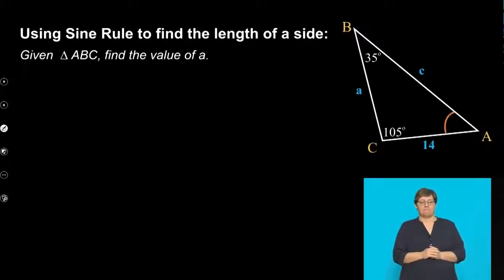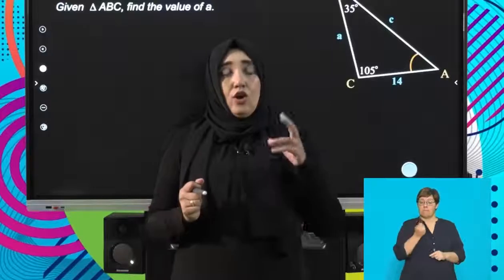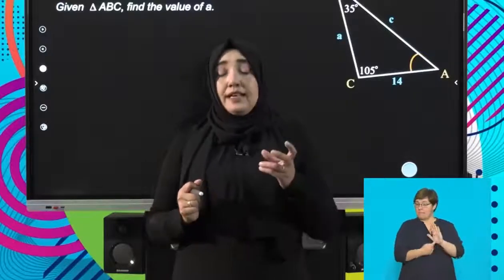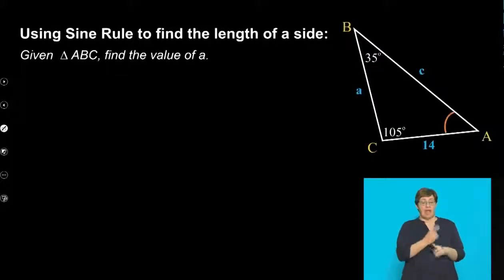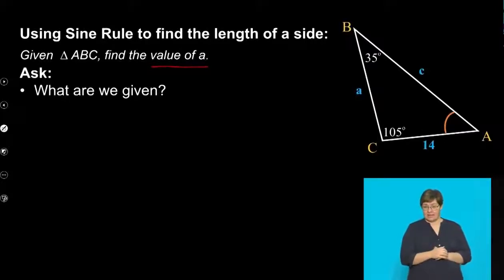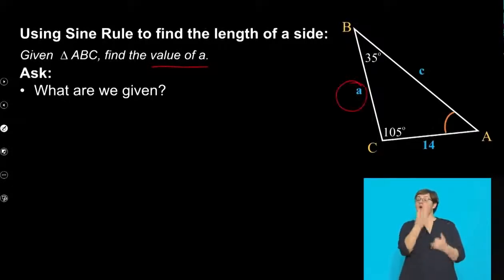Okay, so we found the length of one of the sides. Now we're going to use the same diagram and find the other missing side. So let's go back to our diagram again. Now they want us to find the value of A. Again, it's the same diagram, so nothing's changed except what they're asking us to find. Now instead of C, we need to find A.